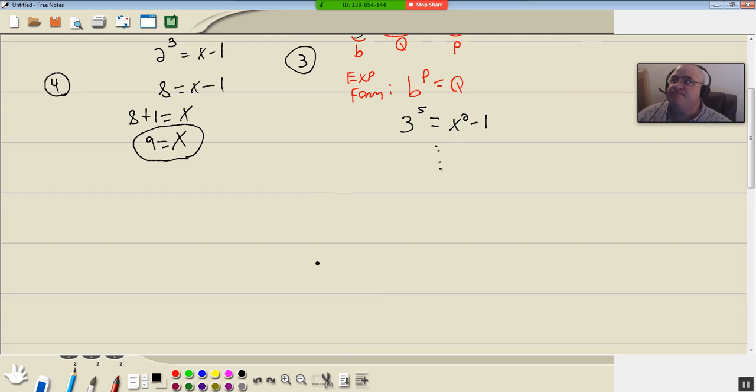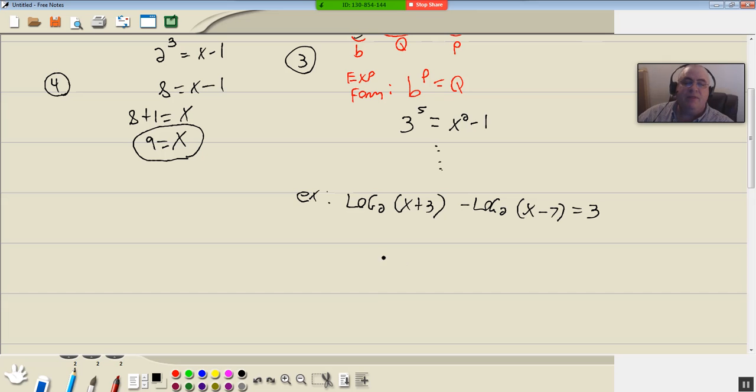Let me show a division. Let's say I had log base 2 of x plus 3 minus log base 2 of x minus 7 equals 3. First step, get everything with log on one side, numbers on the other side. That's done. Step 2, get a single log. Well, we have log of something minus log of something. Subtraction becomes division. So we're going to have log base 2 of x plus 3 over x minus 7 is equal to 3.